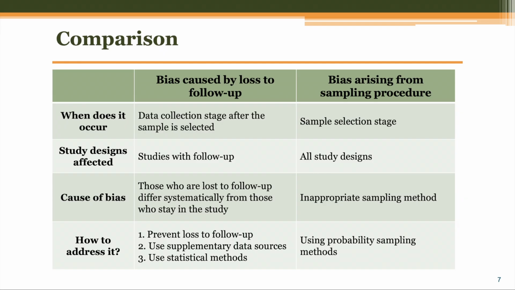represent the target population. Finally, how to address it. To reduce bias caused by loss to follow-up, the best approach is to prevent loss to follow-up from happening. If prevention fails, researchers can use supplementary data sources like electronic health records or apply statistical methods such as multiple imputation. To address bias arising from sampling procedure, use probability sampling methods to ensure every member of the target population has a fair chance of being selected.